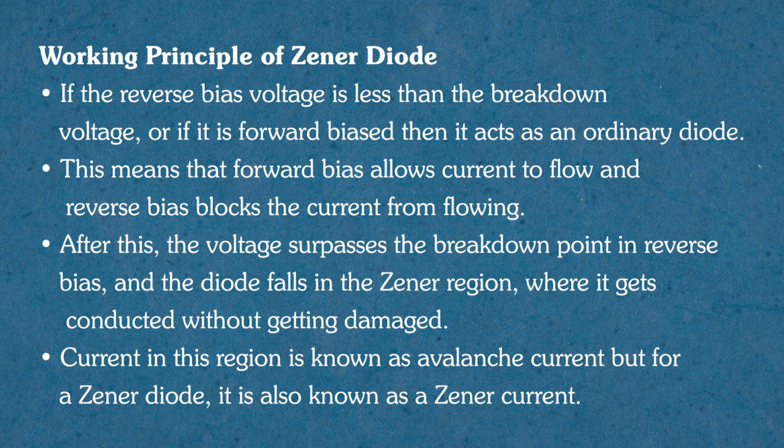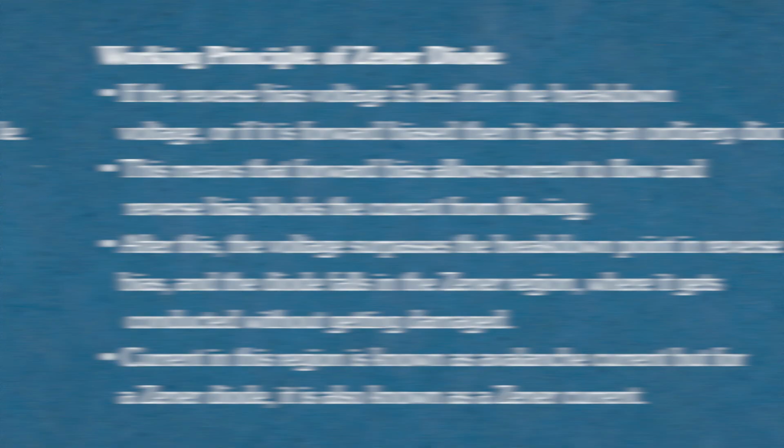So if the reverse bias voltage is less than the breakdown voltage, or if it is forward bias, then it acts as an ordinary diode. This means that forward bias allows current to flow and reverse bias blocks the current from flowing. This is the working of the normal PN junction diode. After this, when the voltage surpasses the breakdown point in reverse bias, the diode falls in the Zener region, where it conducts without getting damaged.